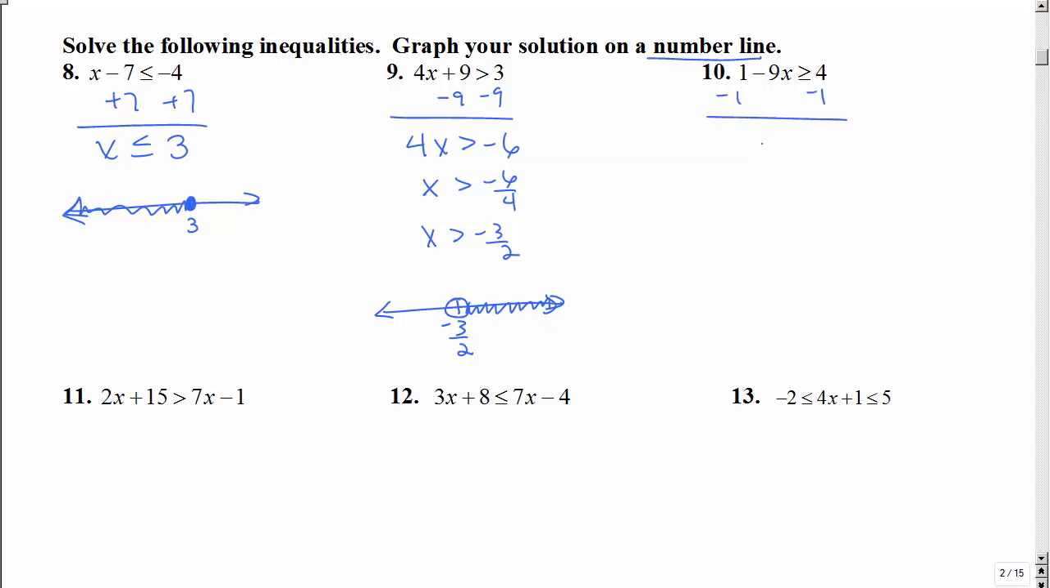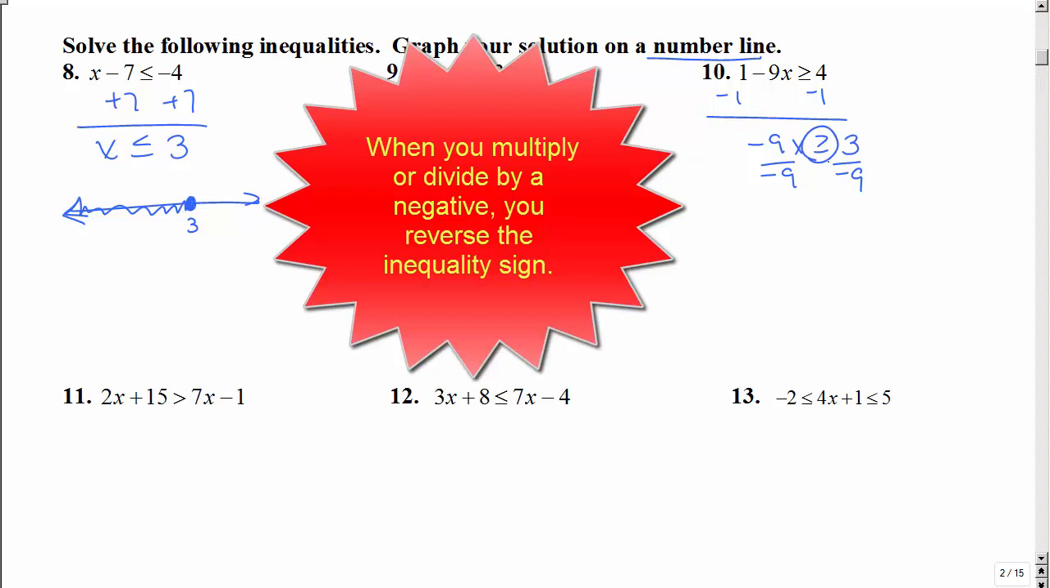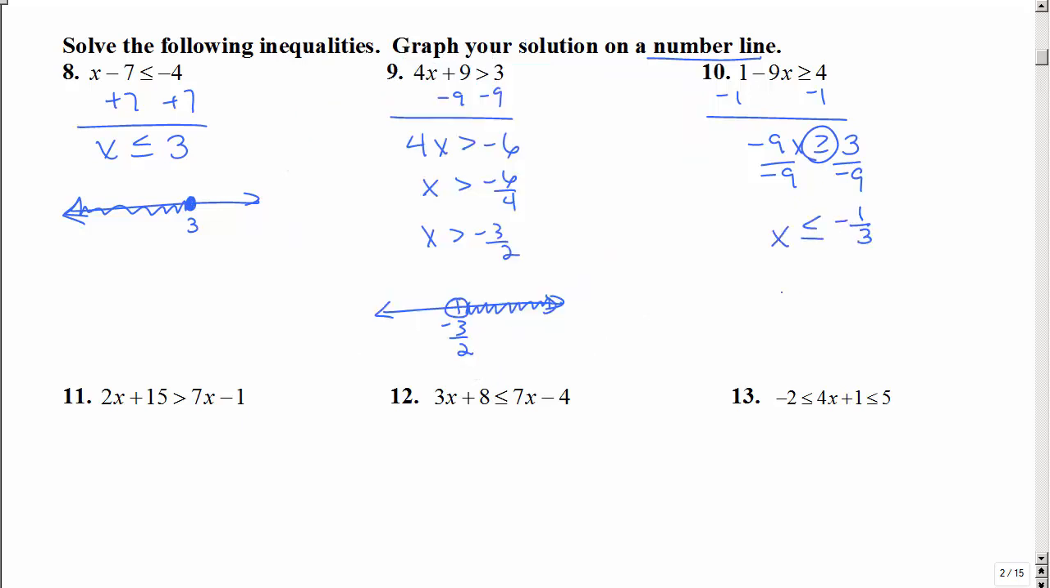Here I'm going to subtract 1, and this is the difference. When you multiply or divide a negative through an inequality, you have to reverse that inequality. So we have negative 1/3. Got to do that equal to, so x is less than or equal to negative 1/3.